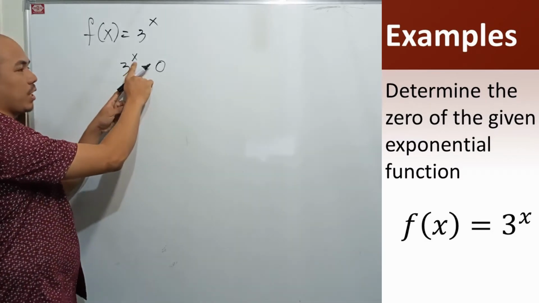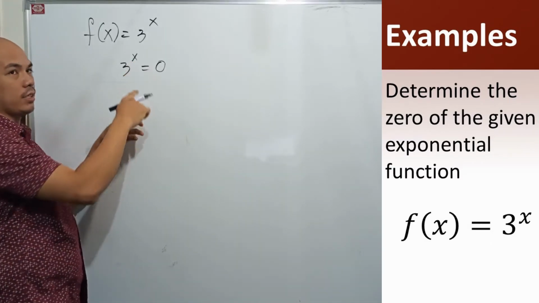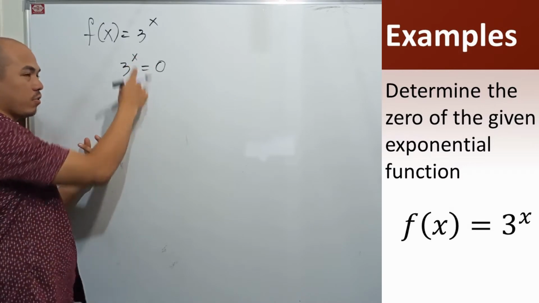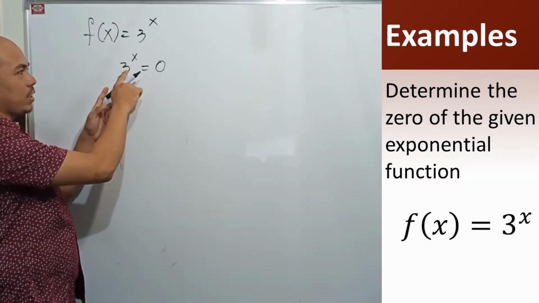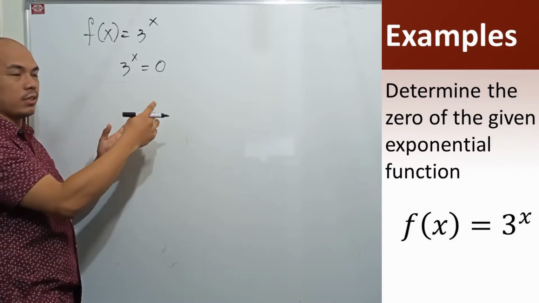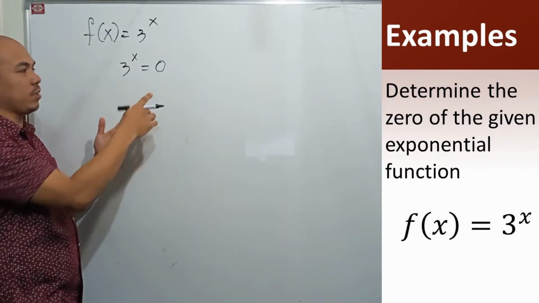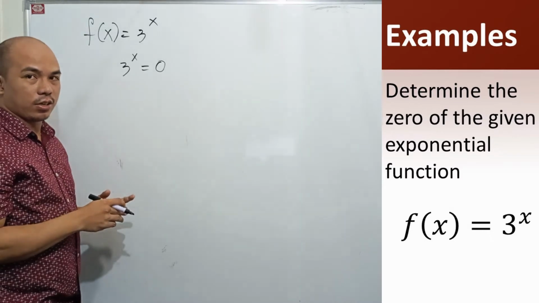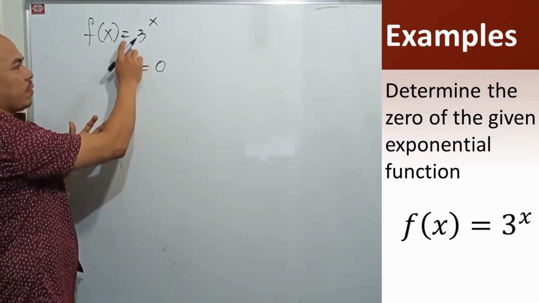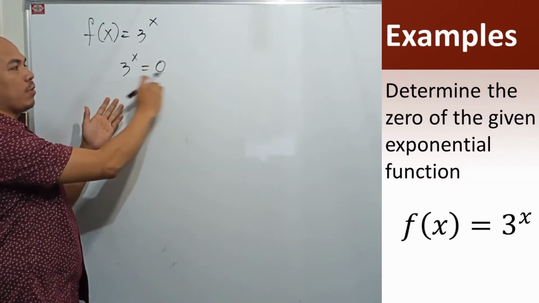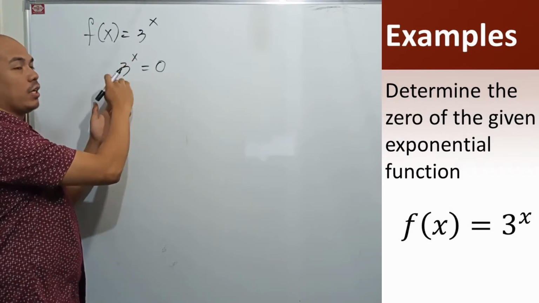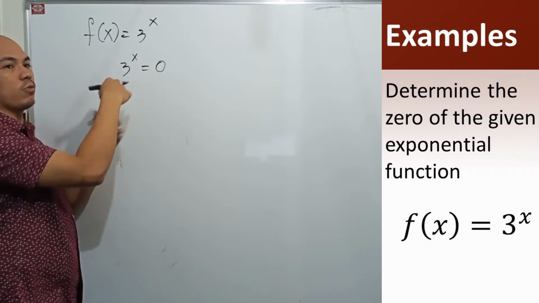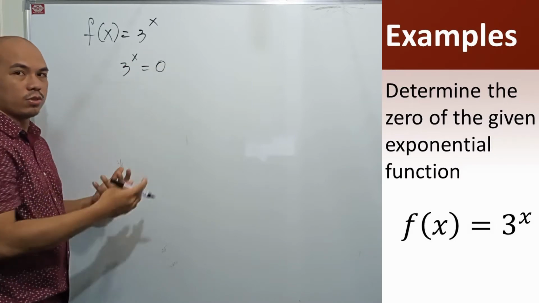Kahit gawin natin 1, 3 raised to 1, that is equal to 3. So 3 squared, mas lalaki pa yung ating mga numbers. Kung negative naman, 3 raised to negative 1, that is 1/3. So, ibig sabihin, hindi pa rin siya equal kay 0. So, wala tayong makikita na real value ni x that will make our statement 3 raised to x is equal to 0. Wala tayong makikita na value ni x that will make this statement a true statement.